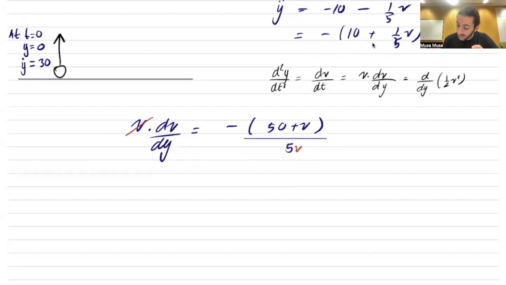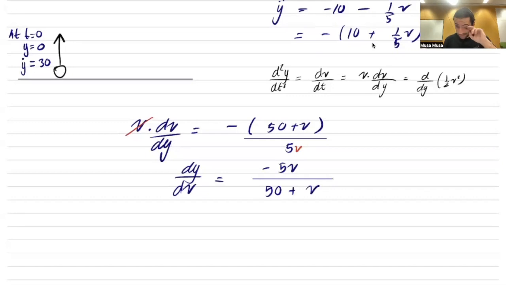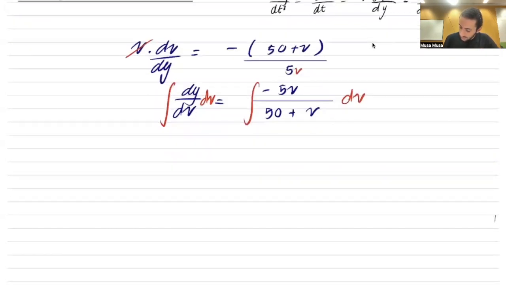Okay. Now, again, I still can't integrate with respect to Y, so I have to take the reciprocal. So it's negative 5V on 50 plus V. And now we just have to integrate this with respect to V. So what I'm thinking is we maybe take the negative 5 out. So here we get Y, and we take negative 5 out, and we get V plus, and you guys should be pretty good at this by now.